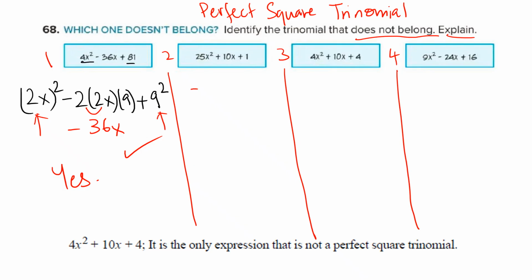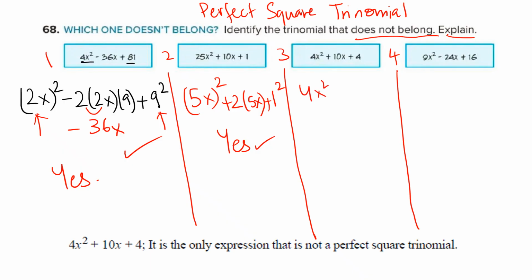Let's check. Again, the first term is the perfect square of 5x square, 1 is always a perfect square, and the middle term is 2 times 5x times 1. So yes, this is also a perfect square trinomial. Let's check the next one.